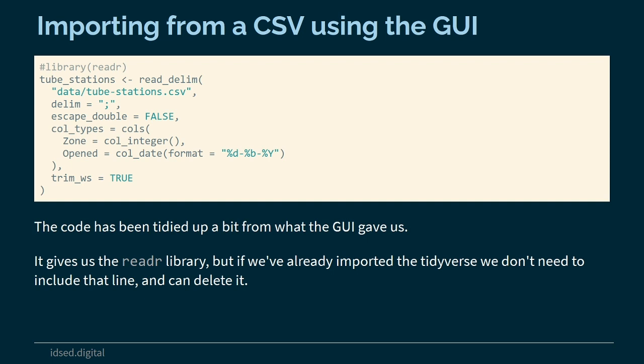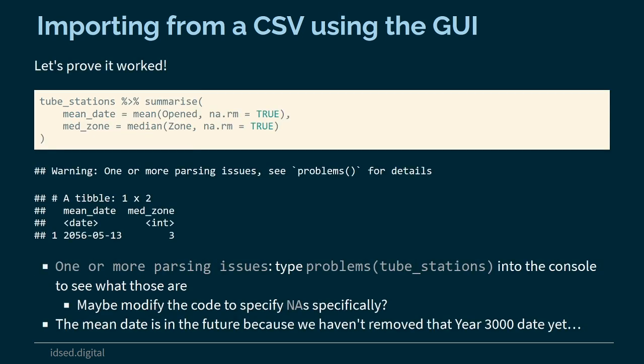But we don't actually need that if we're copying it into one of our RMD files, because we've usually called library tidyverse, and that includes readr. So I've commented that line out to say we don't actually need to run that here, and in practice you just delete that line. So there we go. That should be importing this as the name tube_stations, and we can check it worked, because if we try and run a summarize statement on this, this now works.